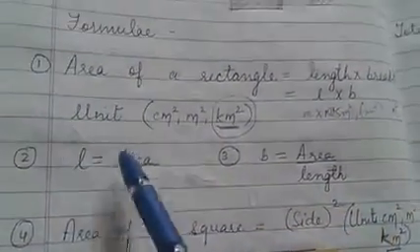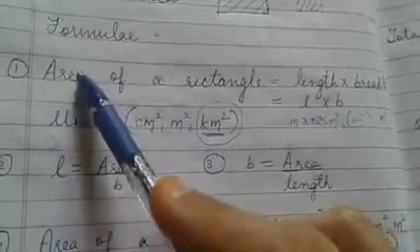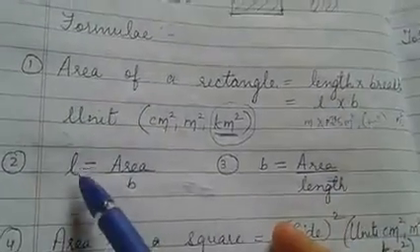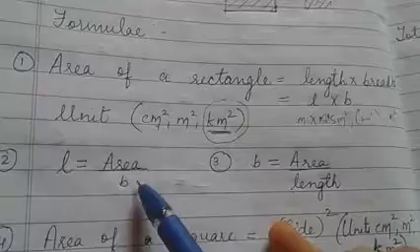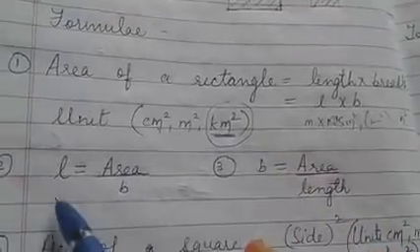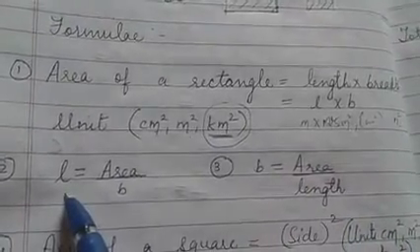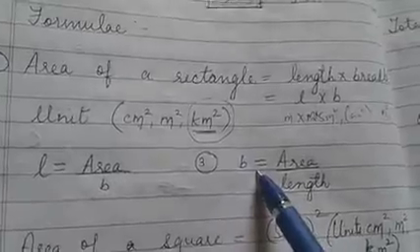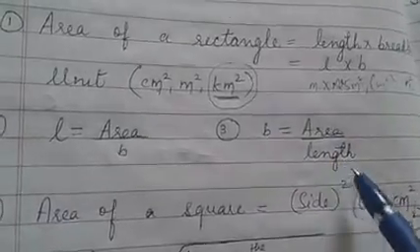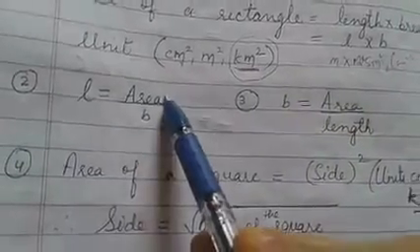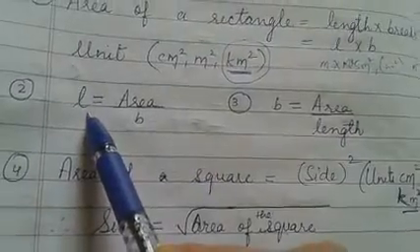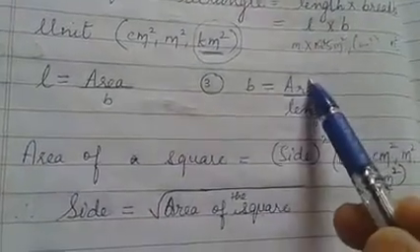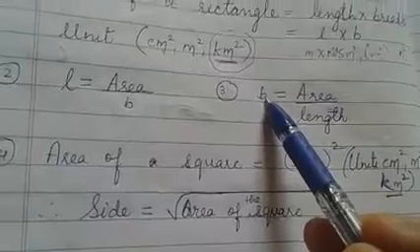Okay. So once you know A is equal to L into B, then L is equal to area upon B, that is A upon B. This is the formula for finding the length. And breadth is area upon length. In such a question, if area is given and breadth is given, you are supposed to find the length. If area is given and length is given, you have to find the breadth.